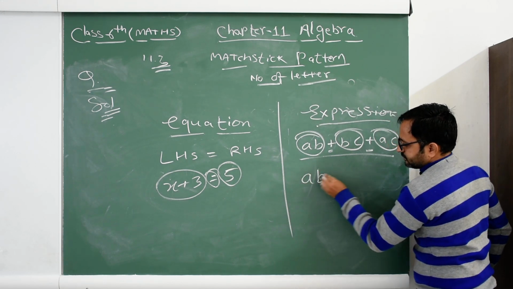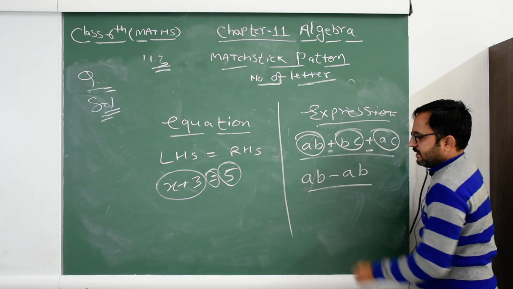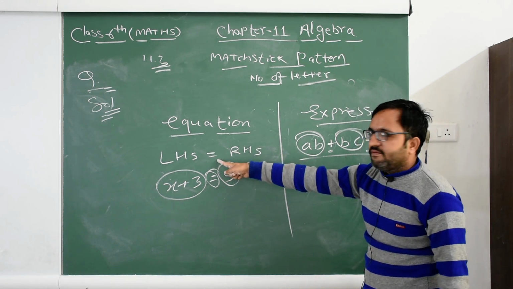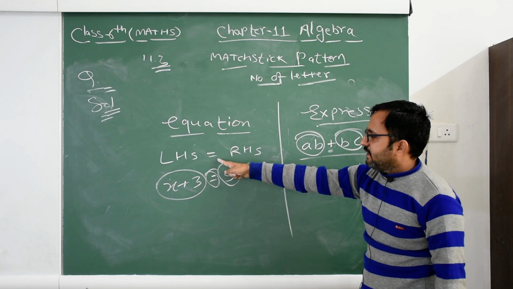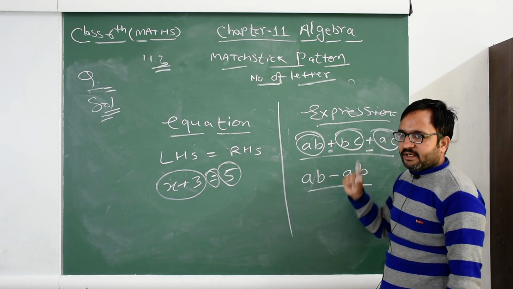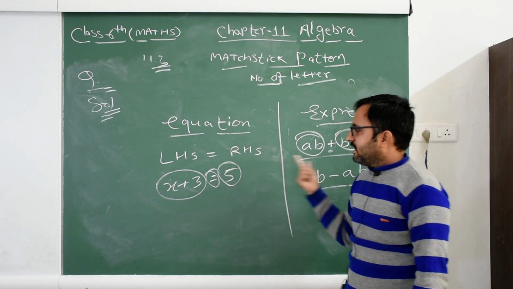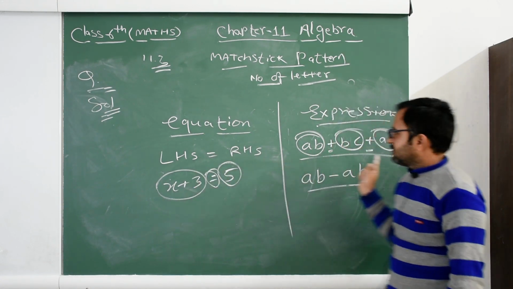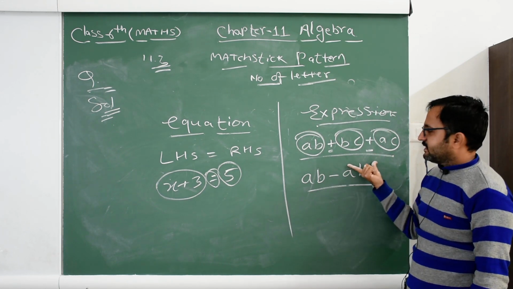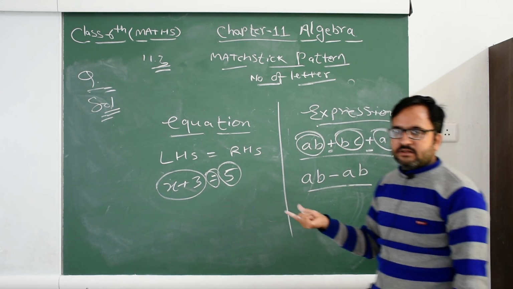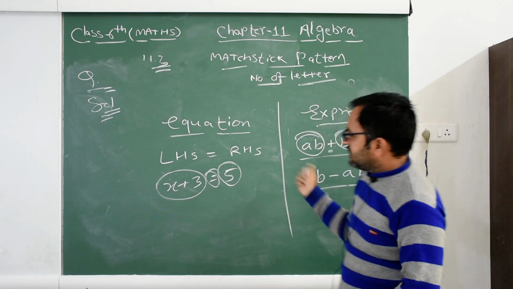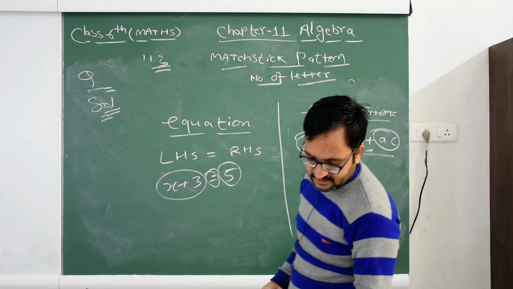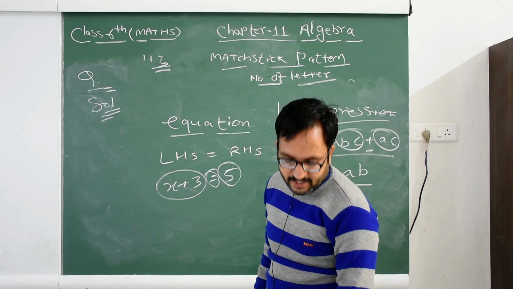This is also a type of expression. In an expression we never use any type of equal sign. In an equation there are two sides, LHS and RHS, but here there is only a single side. There is no left and right concept in an expression. So this is the basic difference between an equation and an expression. In this exercise we discuss expressions.